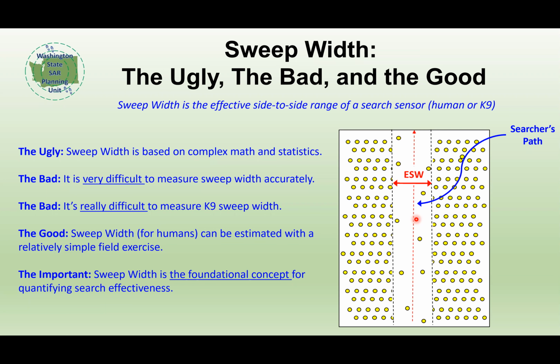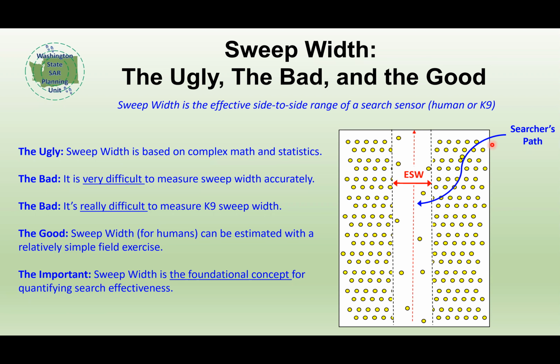So let's quickly review the ugly, the bad, and the good about sweep width. The ugly, of course, is that it's based on pretty complex mathematics. And the bad is that it's very difficult to measure it accurately. And the really bad is it's very difficult to measure it for canines. But the good news is that sweep width, at least for humans, can be estimated with a relatively simple field exercise. And I'll just show you an example of that. But what's important about sweep width, and why we're going to be spending so much time on it, is, like I said, you'll see that it's foundational for getting us to probability of detection.